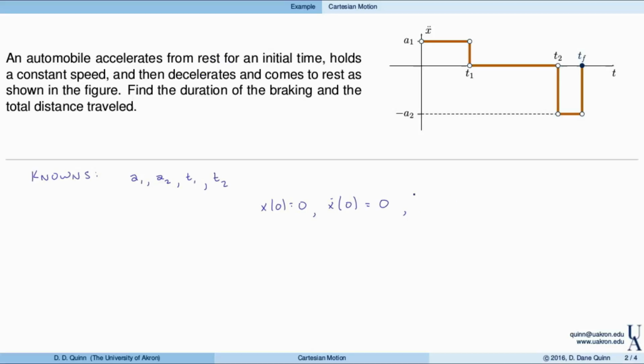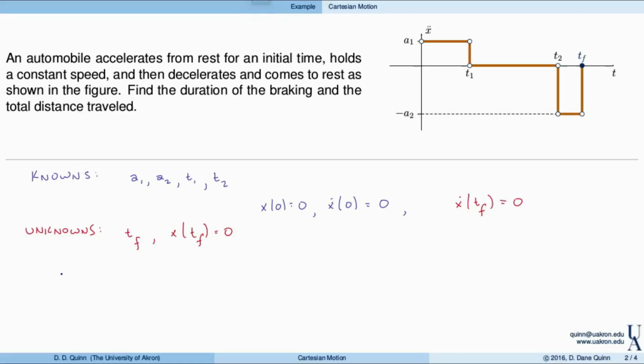And then finally, we know that the velocity at the final time is equal to 0, because it comes to rest at that point. However, note that I don't know what the final time is. So that's one of my unknowns. Let's put those down here, unknowns. Again, this final time. And I don't know the total distance traveled. So that will be x at that final time.